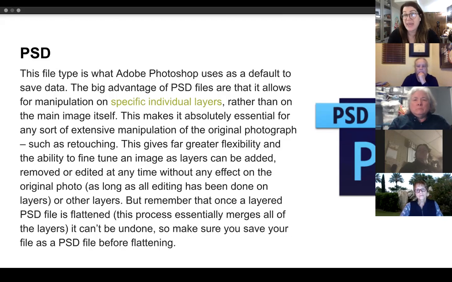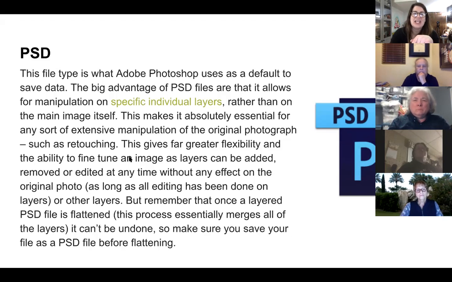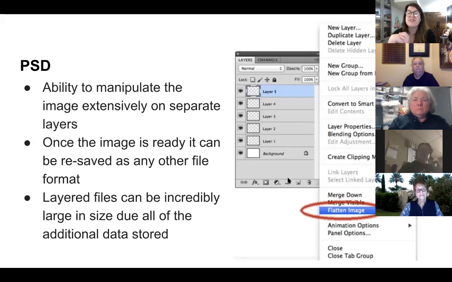PSD files are pretty big files, but again, as it says here, you get a lot of flexibility when you're retouching and fine-tuning with all these layers. So again, it's a Photoshop specific file. When you're ready to save it, you have to flatten your image together. So you have to push all your layers back down together, and then you're able to save it as a JPEG file to share it from there on out.